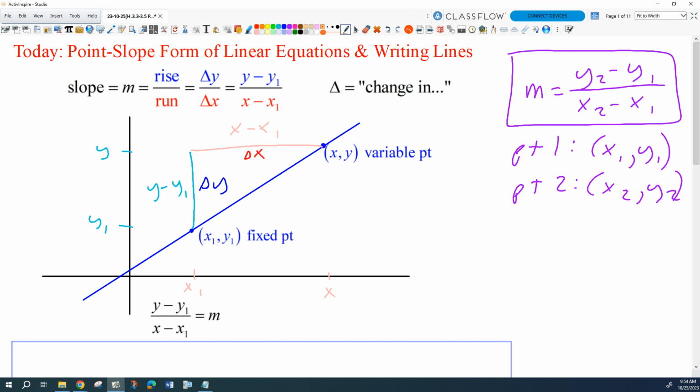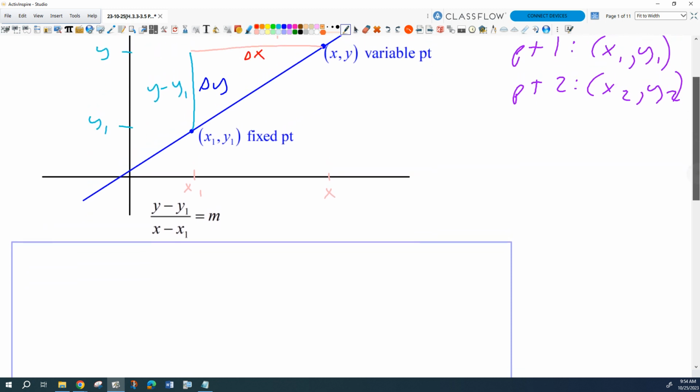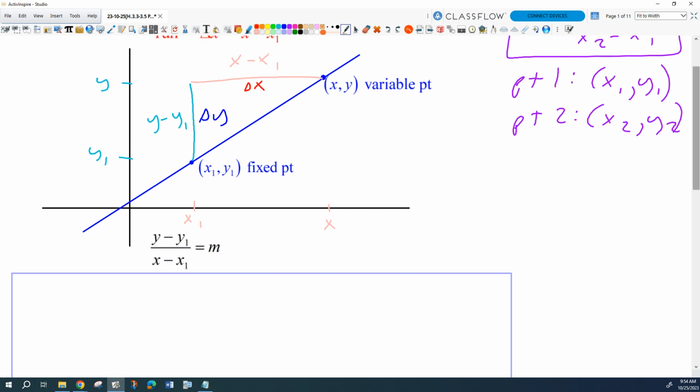Okay, so then look what we get. We get our slope formula just looks like that, rise over run, y minus y1 over x minus x1. Okay, so now what if we just do a little algebra here? What if we clear the fractions? How would I clear the fractions here? Multiply both sides by what? Good, yeah, x minus x1, right?